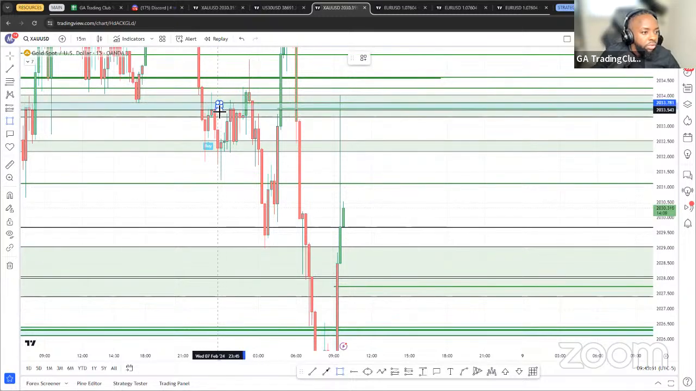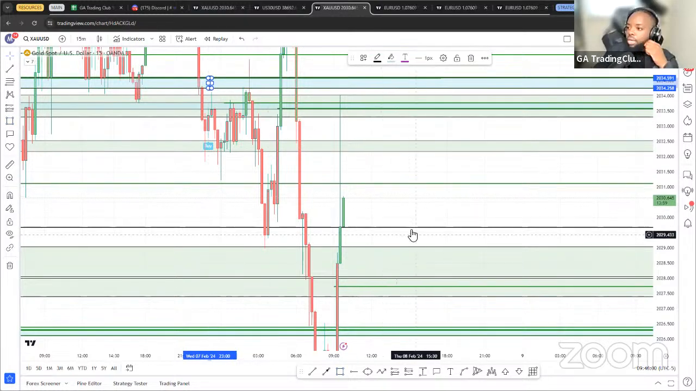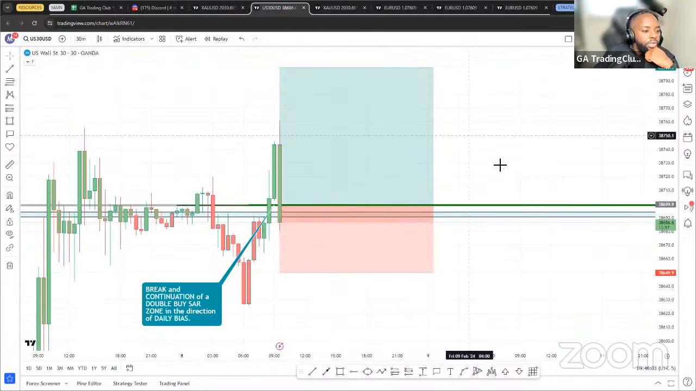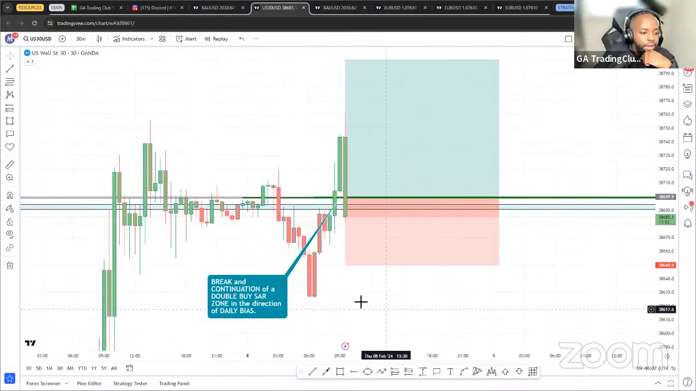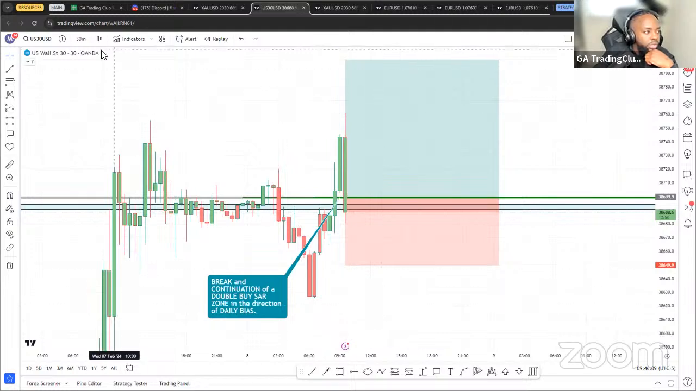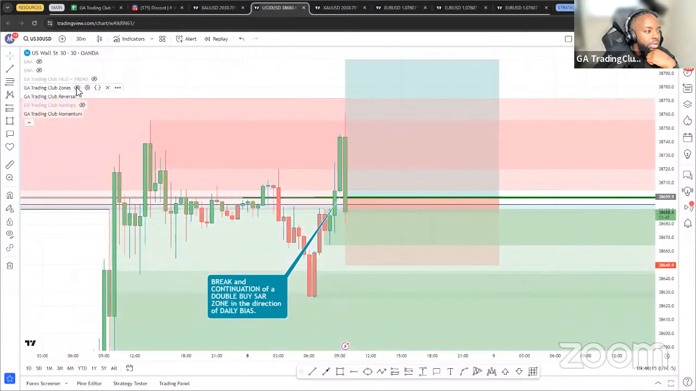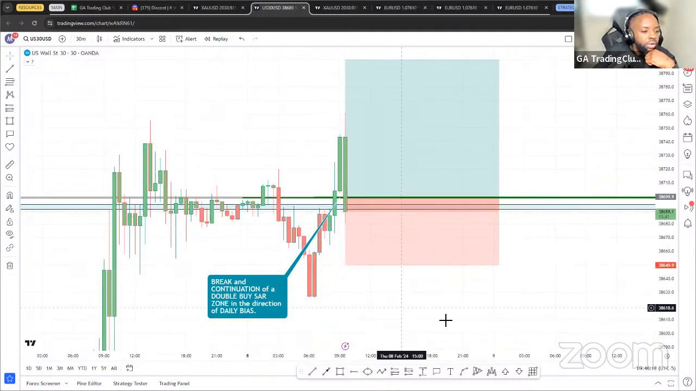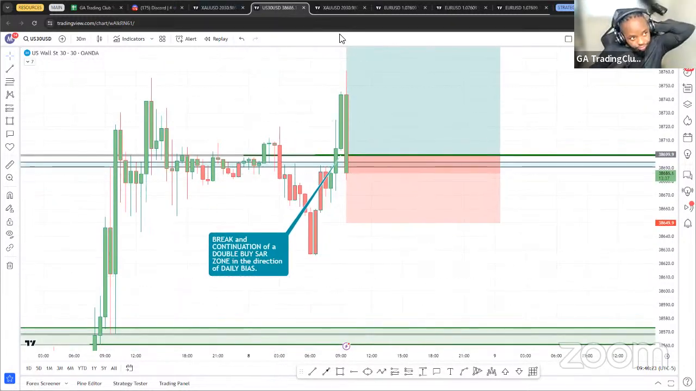This zone. And then this zone. So that should be enough for the day. But anyway, I'm still in this US 30 trade. Would want to see some rejection here. Markups. All right. So currently it's only this US 30 trade that I'm in.